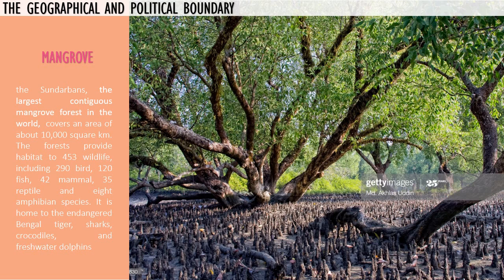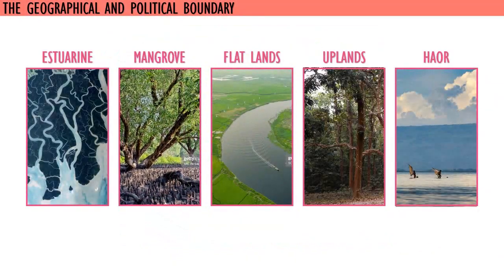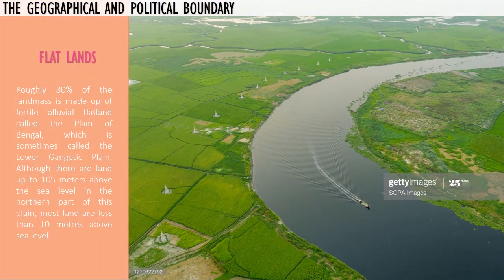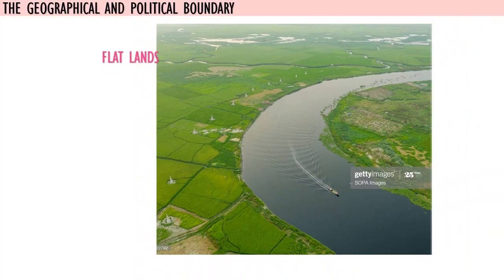Roughly 80% of the landmass is made of fertile alluvial flatland called the Plain of Bengal, which is sometimes called the Lower Gangetic Plain. Although there is land up to 105 meters above sea level in the northern part of the plain, most land is less than 10 meters above sea level. There are two large upland areas in the northern part of Bengal. They are the Madhupur Tract and the Barind Tract.